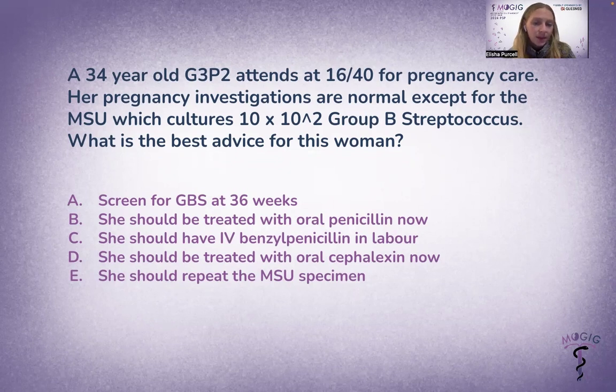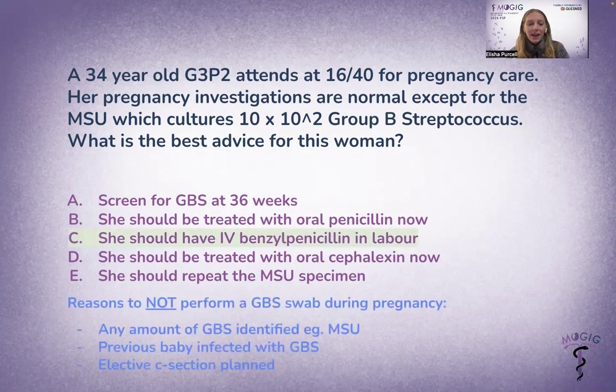A, screen for GBS at 36 weeks. B, should be treated with oral penicillin now. C, should have IV benpen in labor. D, should be treated with oral cephalexin now. Or E, she should repeat the MSU specimen. Which one do you think is most appropriate? So this one's C.